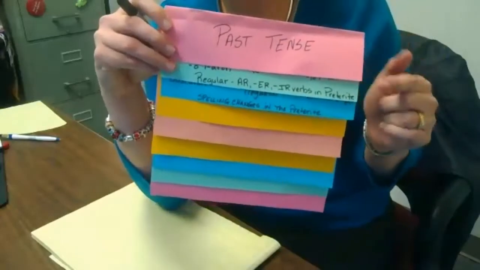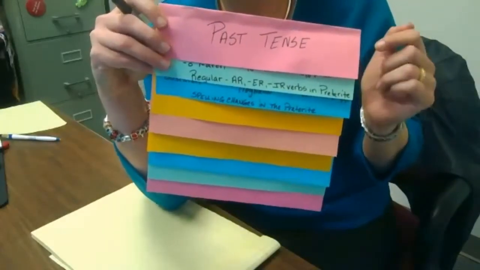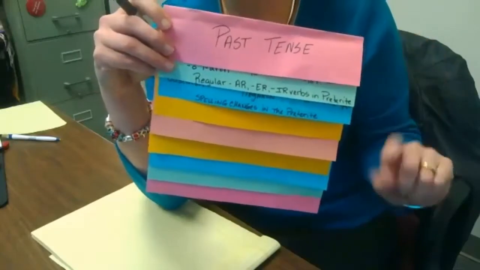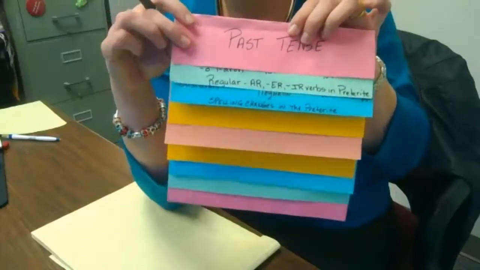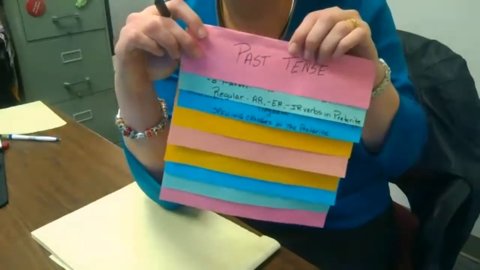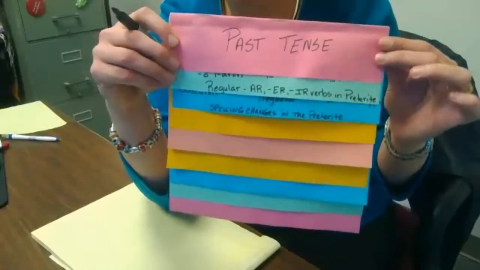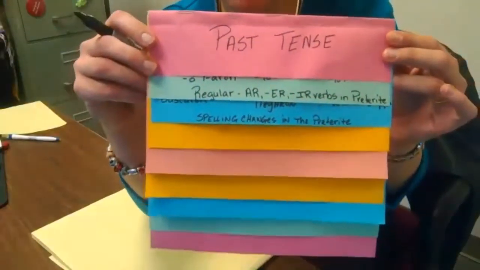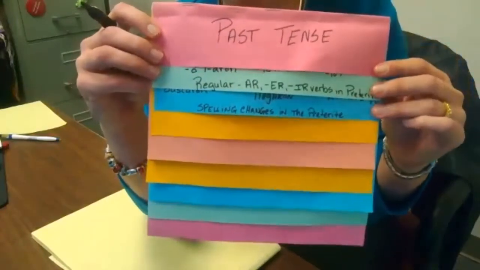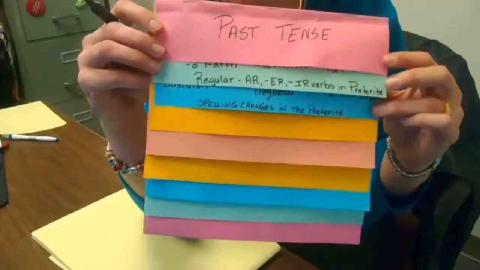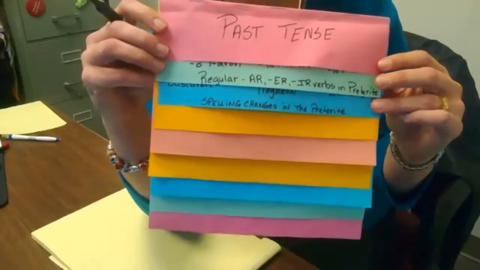Remember, in Spanish, there are two different past tenses. There's the preterite and there's the imperfect. We're not going to get to the imperfect until Chapter 8. So Chapters 6 and 7 deal with the preterite tense. So far we have filled out our tabs for our regular AR verbs, regular ER verbs in the preterite tense. And we've also filled out our tab with our spelling changes in the preterite tense.